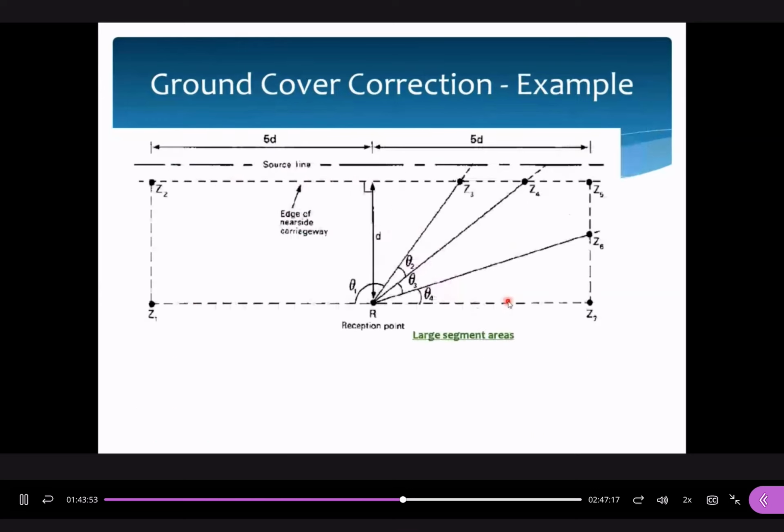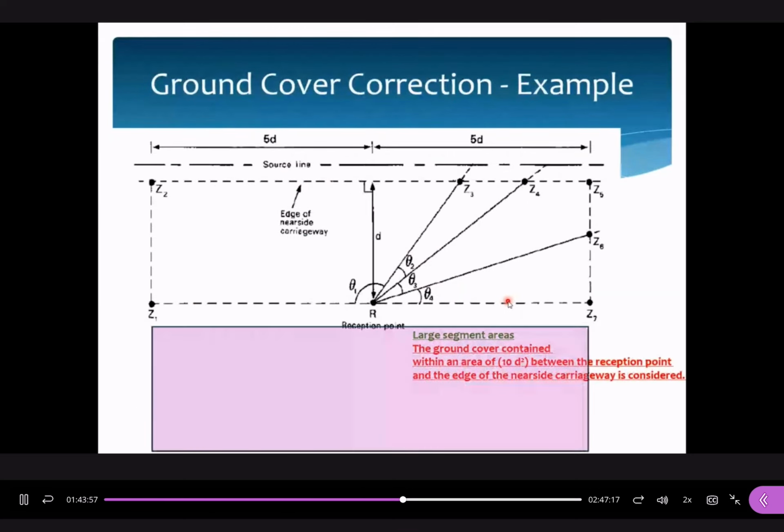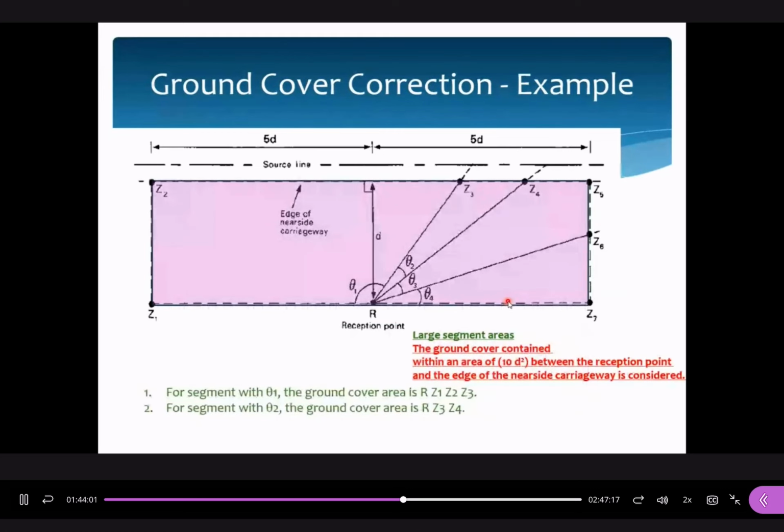Another one is the large segment areas. We still follow the same guidelines to do the analysis, and they just consider what is the small segment and what is the large segment. If the area is more than 10 d square, the length here is 10 d, correct? And the direct distance here is d. So if the area is more than 10 d square, we could define this as a large segment. But no matter whether this is a small segment or large segment, we follow the same guidelines to do the analysis.